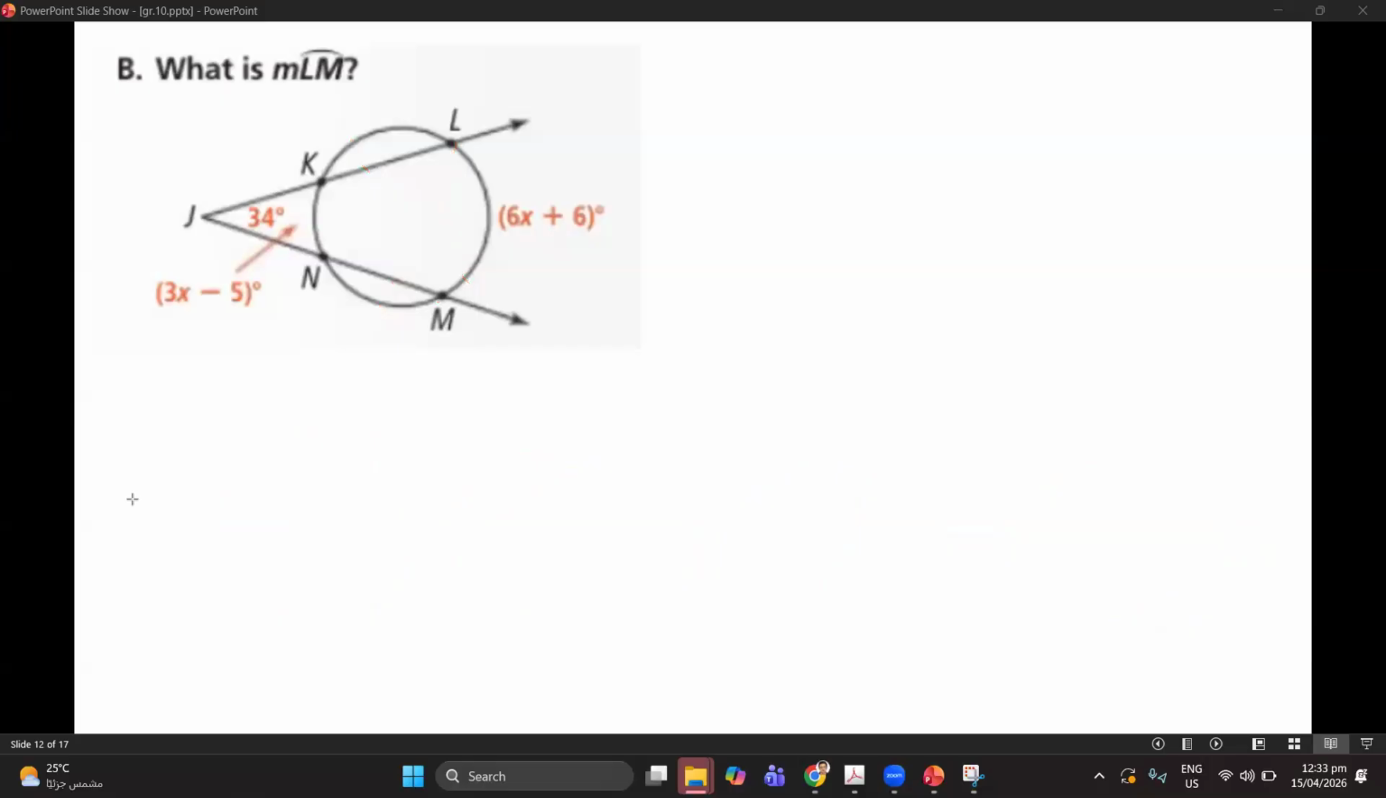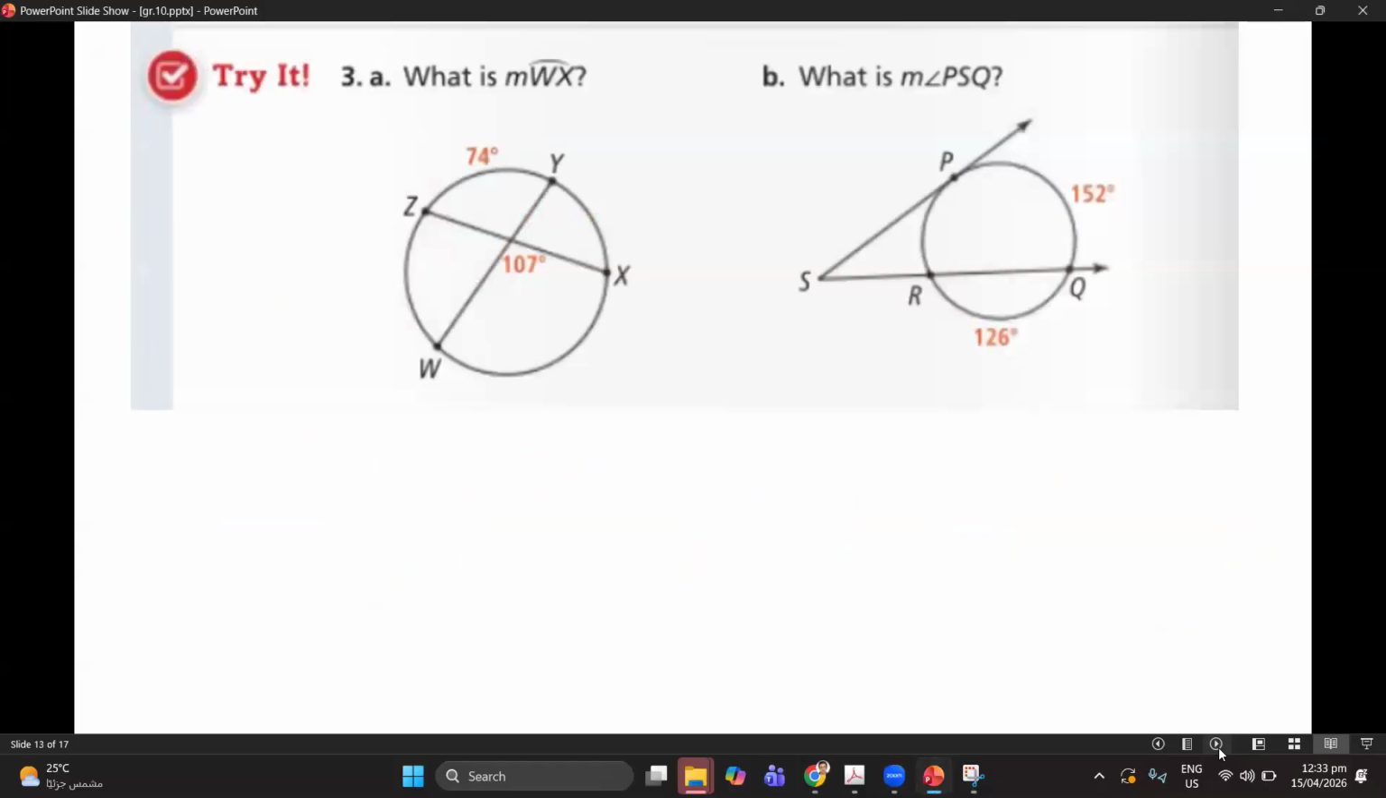Let's continue here. Now this one, I'll come back to it, don't worry. But let's first solve the easier one. So let's go back to number 3a. Here I have the measure of an angle, 107. One of the arcs, which is YZ, is 74. And I ask you to find the measure of arc WX.